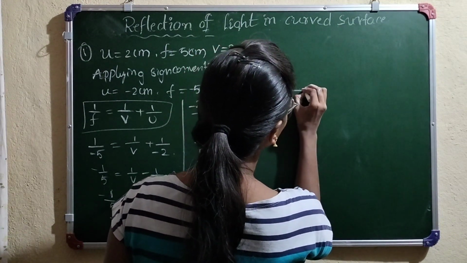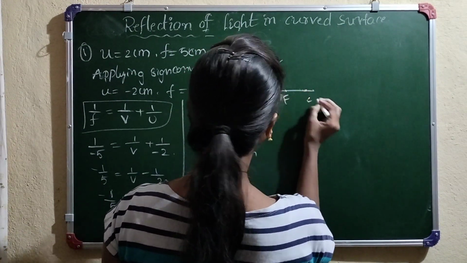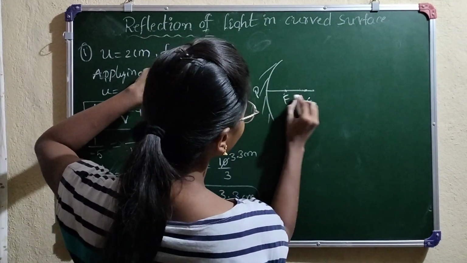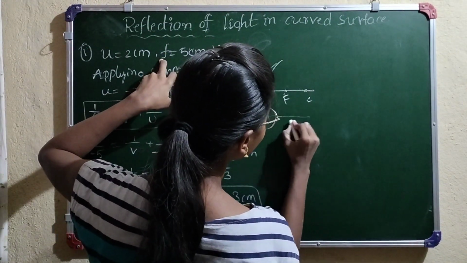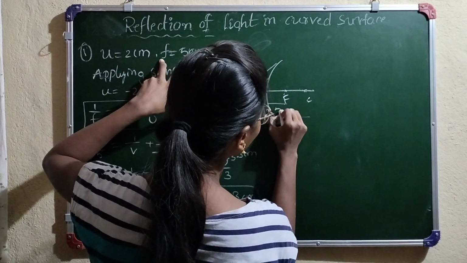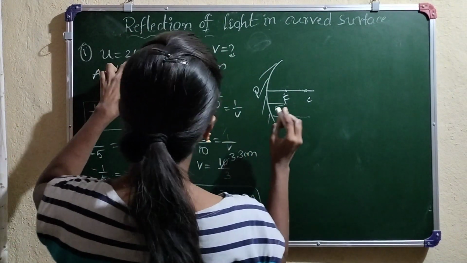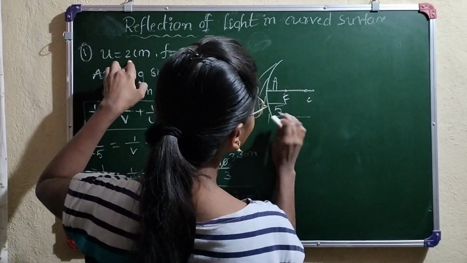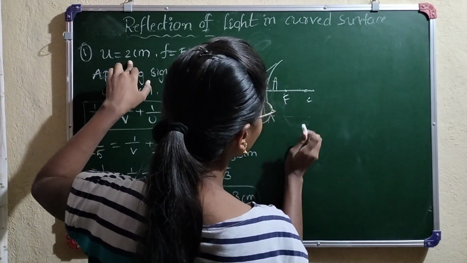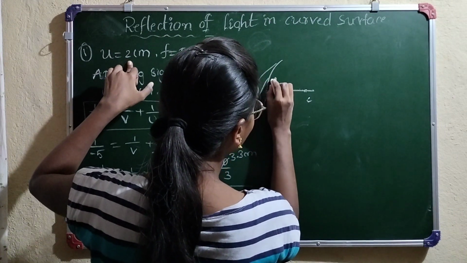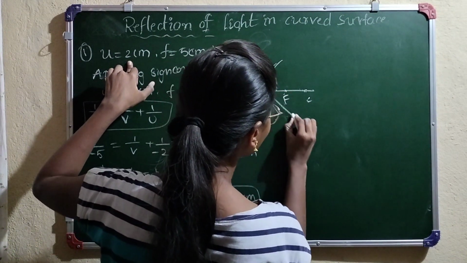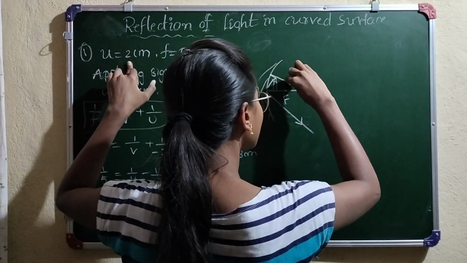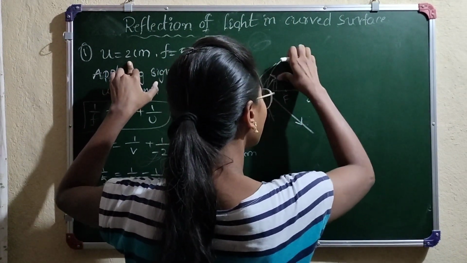Okay, which is C and which is F. So what they are telling, F is 5 centimeters. F is 5 means radius of curvature will be 10 and this is 5. And U is there at 2 centimeters, which means the object is there here. So you can draw the image formation diagrams for these two. So one I am drawing this one. Another one is, okay, if the incident ray passes through the center of curvature.